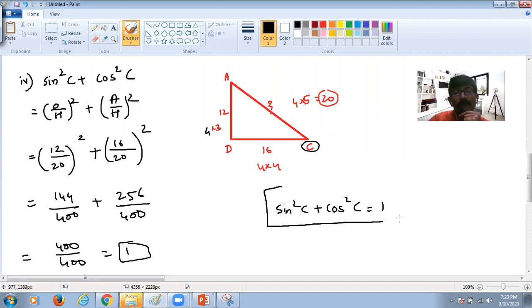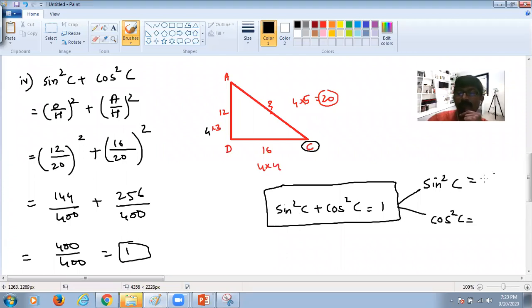This is another square identity. Again, from here we can get, student, 2 more square identities. Can you guess what will be there? Yes, half of them have got it correct. Sine square c is equal to 1 minus cos square c, and cos square c is, obviously, equal to 1 minus sine square c. Very nice, isn't it?